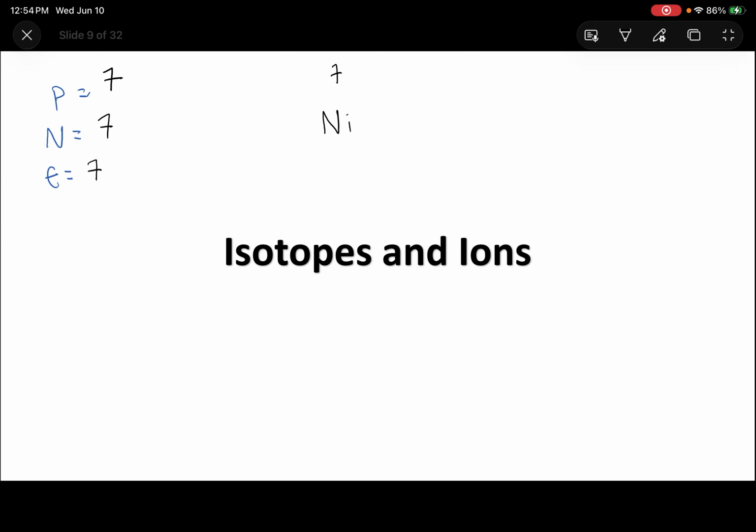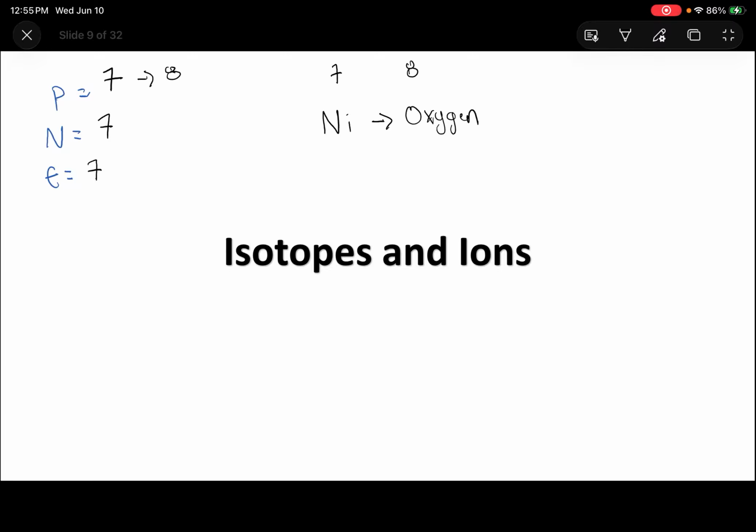If I change that proton number, so if I take that to an 8, okay, that is going to change my element. I will no longer be looking at nitrogen. Instead, I will be looking at oxygen, okay? So changing the number of protons essentially changes the element.